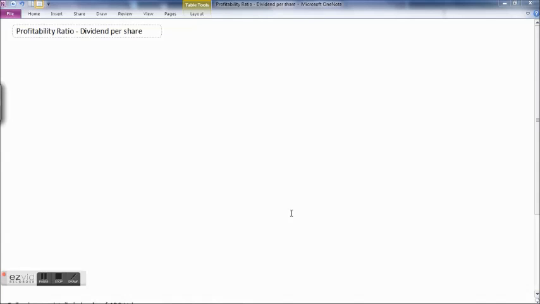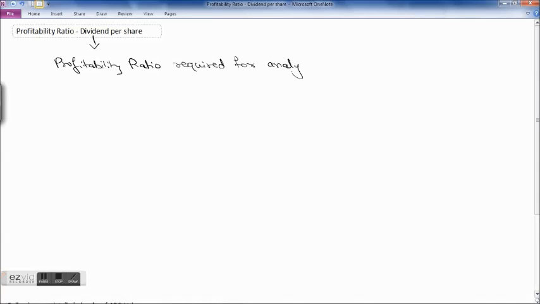Now, the profitability ratio can be broadly classified into three categories: profitability ratio required for the analysis from the owner's point of view, profitability ratios based on assets and investment, and profitability ratio based on the sales of the firm. So this dividend per share is a profitability ratio required for analysis from the owner's point of view.